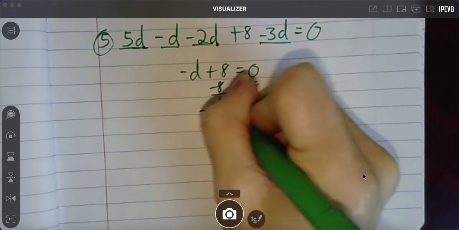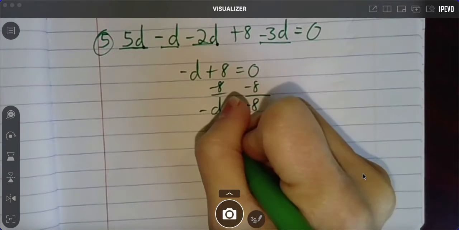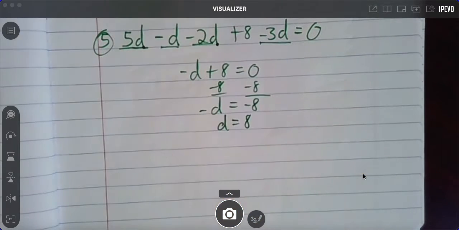So negative D equals negative 8. Then what? You have to move that negative. Multiply by positive... or negative 1. And it'll be D. Okay, I'll answer your question. Multiply by a negative 1, or just think of changing it, and D equals 8.